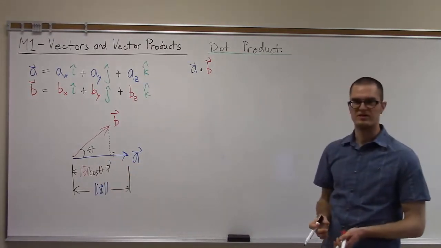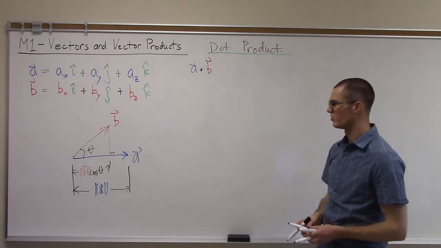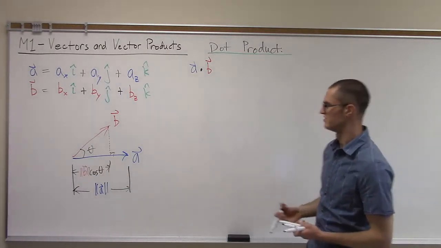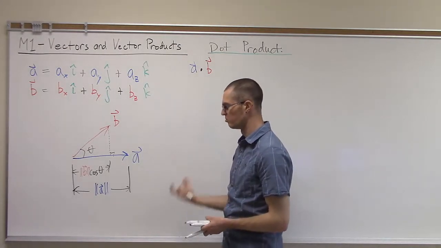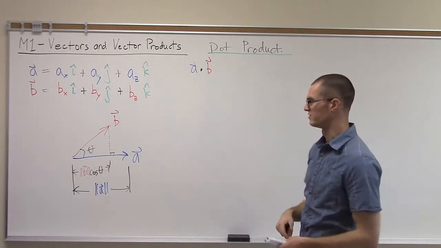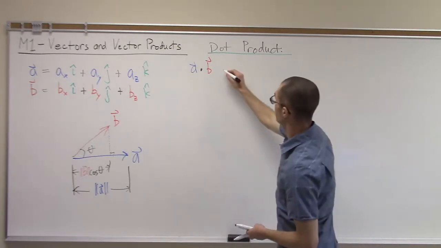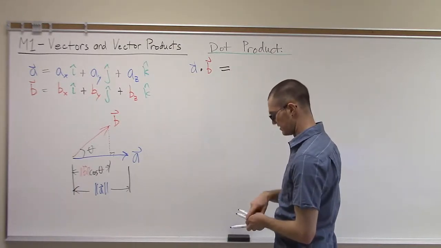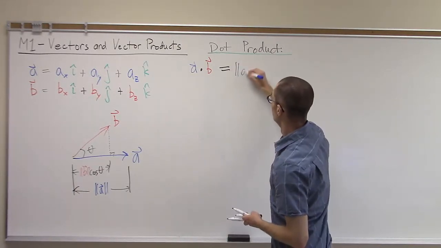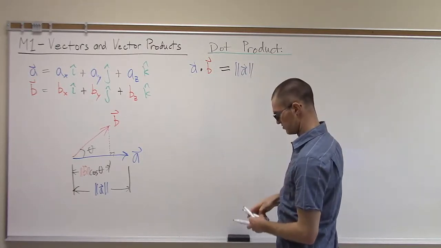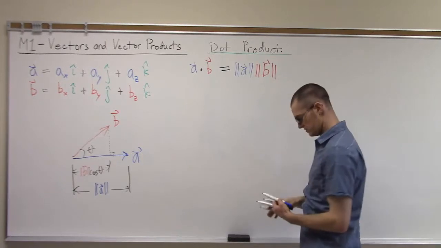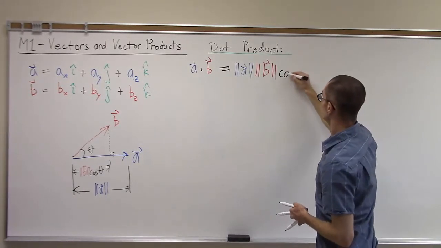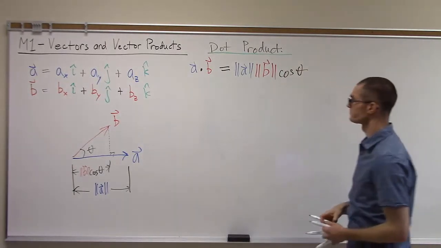So the dot product just starts from that simple basic geometric definition. It's the product of the magnitudes both projected onto the same direction. So one way of defining the dot product is by saying it's the magnitude of A multiplied by the magnitude of B cos theta.